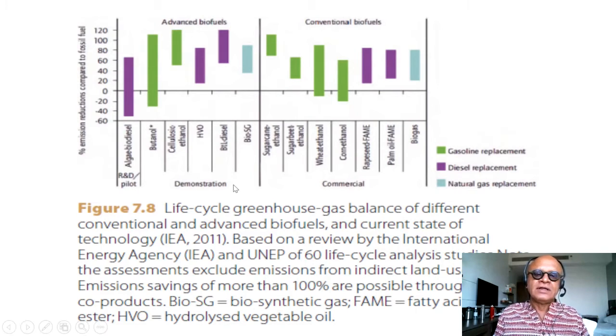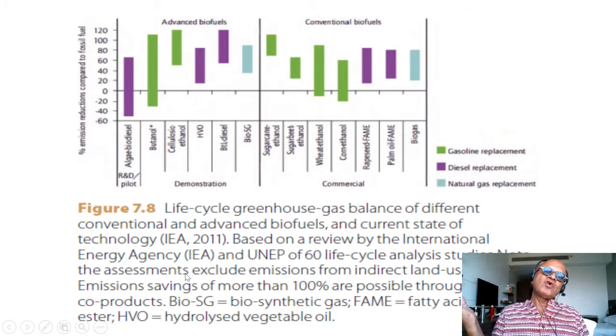So here is an example, figure 7.8 from the chapter, life cycle greenhouse gas balance of different conventional and advanced biofuels and the current state of technology. This is from the International Energy Agency, a bit old, but you can find a later one. Based on a review by the International Energy Agency and United Nations Environment Programme of 60 life cycle analysis studies, this is looking at the assessment excluding emissions from indirect land use change. So tricky, life cycle analysis is never that easy.